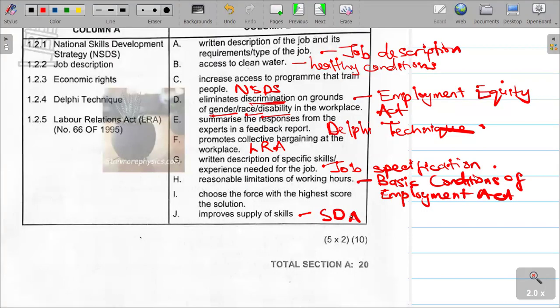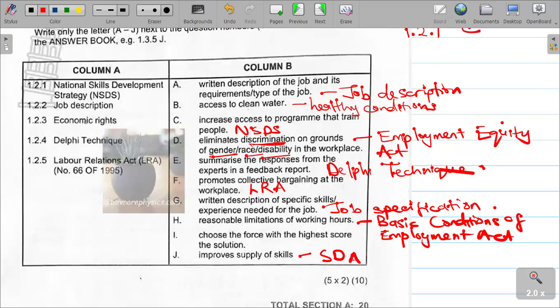So let's go to the answers to the question. A job description is A, right? And then the Delphi technique, which is E, right? 1.2.5, Labour Relations Act promotes collective bargaining at the workplace, right?